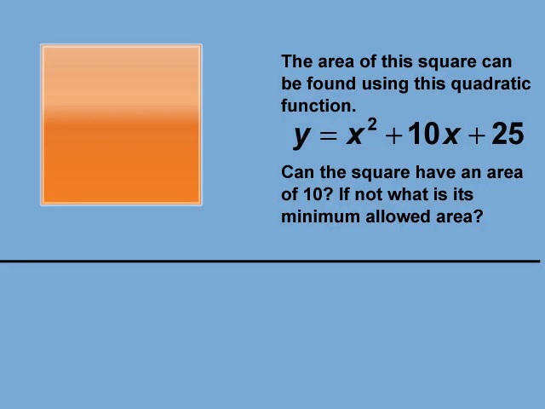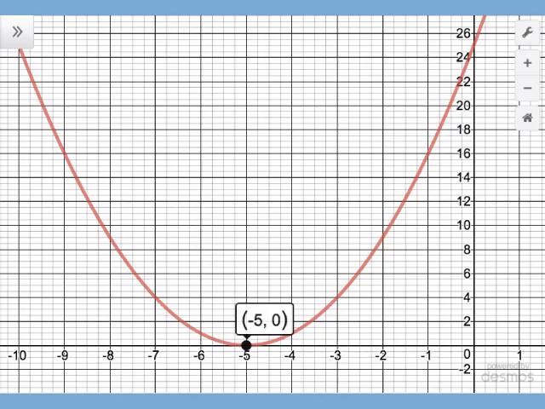The area of this square can be found using this quadratic function, y equals x squared plus 10x plus 25. Can the square have an area of 10? If not, what is its minimum allowed area? This is the graph of this function, and as you can see, it intersects the x-axis at one point.